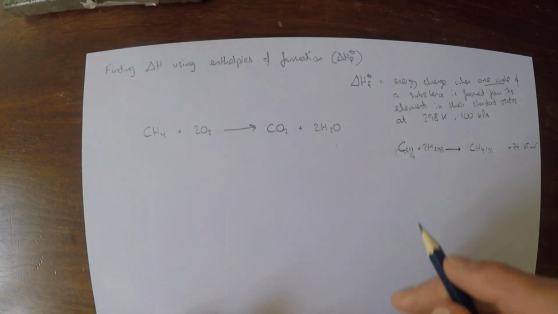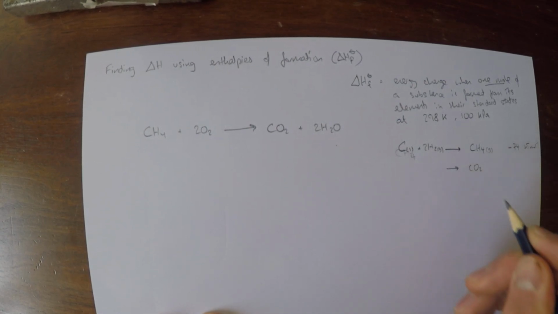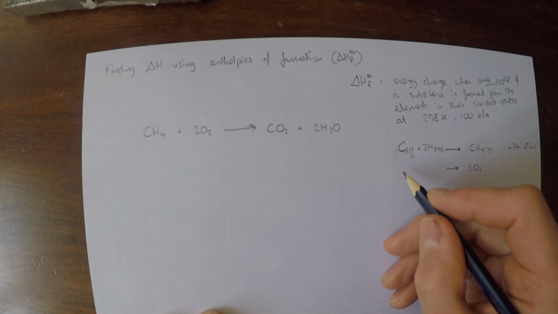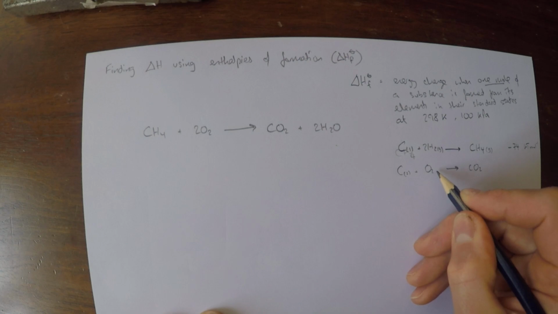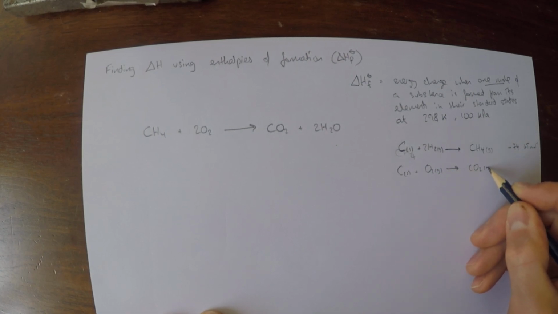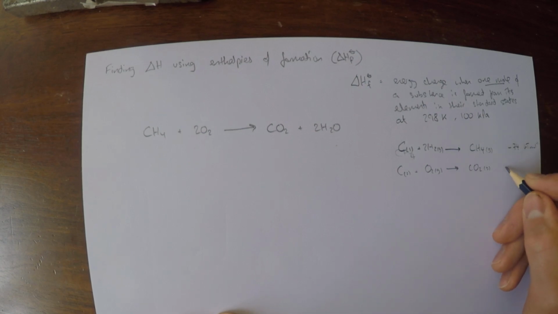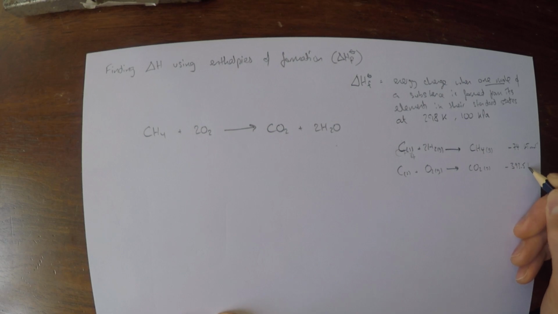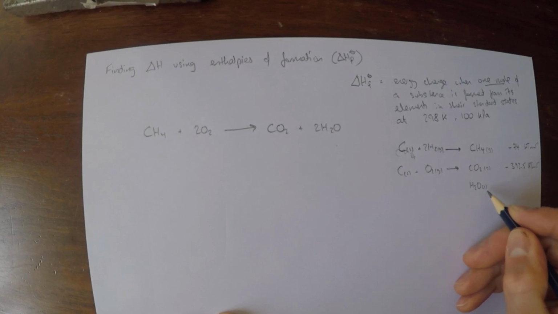The enthalpy change of formation of carbon dioxide: we're forming 1 mole of each of these substances. It's formed from carbon as a solid and oxygen as a gas, forming carbon dioxide gas, and the enthalpy change of formation of carbon dioxide is minus 393.5 kilojoules per mole.